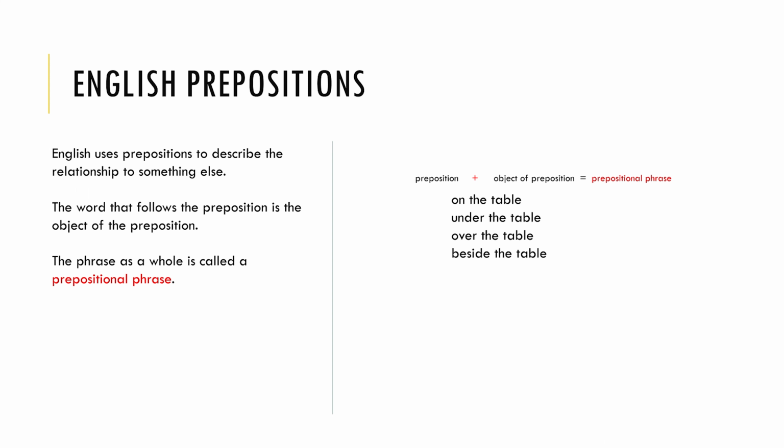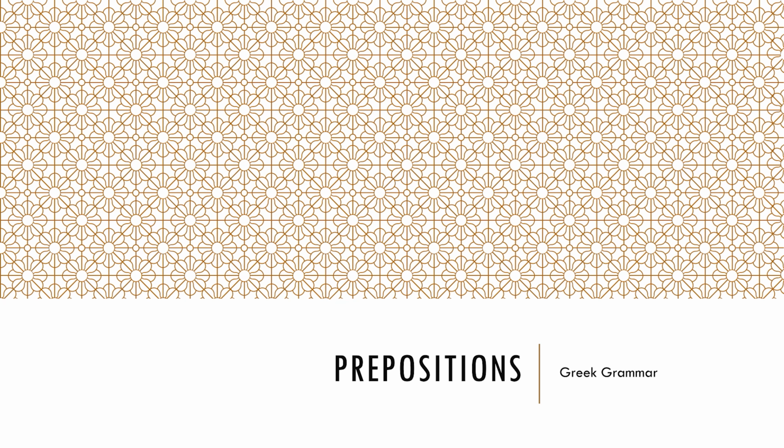Under the table, that's a prepositional phrase. Over the table includes the prep and the OP. Prep is preposition, OP is object of preposition. And so that's the prepositional phrase. And that's English grammar. Okay, Greek is roughly the same thing. So let's talk about Greek prepositions.